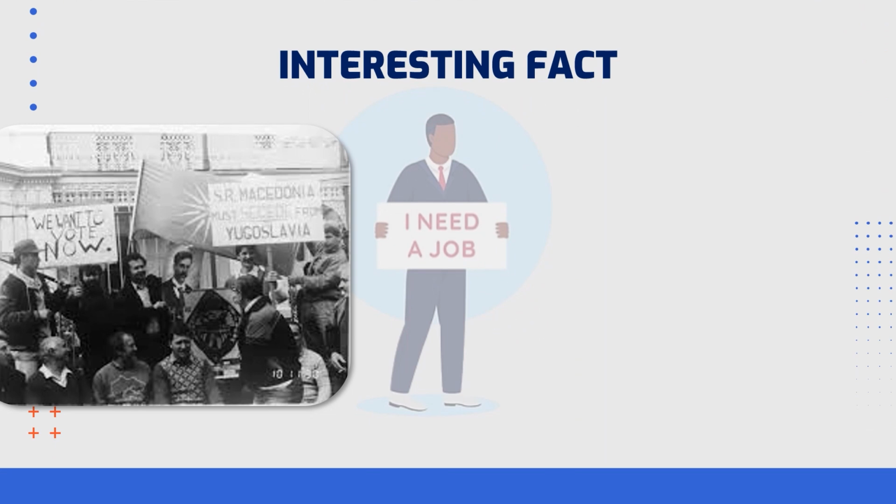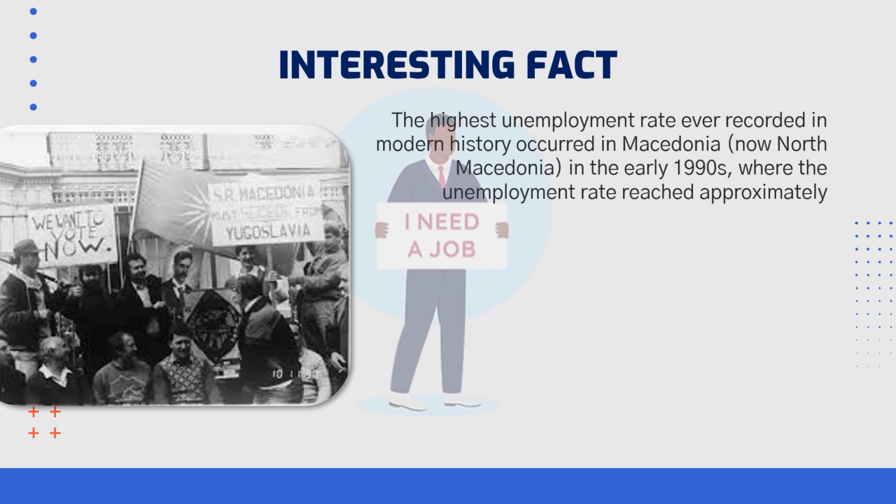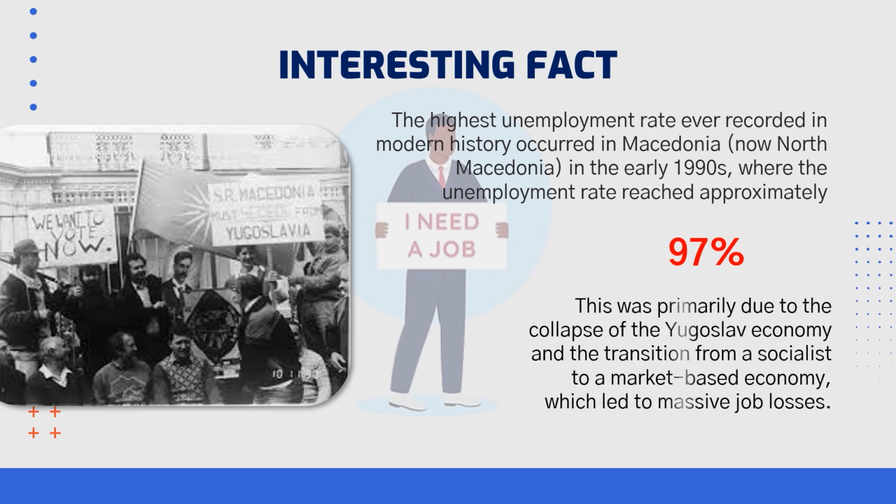Let's start with an astonishing fact. Did you know that the highest recorded unemployment rate in modern history occurred in North Macedonia in the early 1990s? At its peak, unemployment reached a staggering 97%. This extreme case occurred due to the collapse of the Yugoslav economy and the difficult transition from the socialist system to a market economy. Many state-owned enterprises shut down and millions of workers lost their jobs overnight.